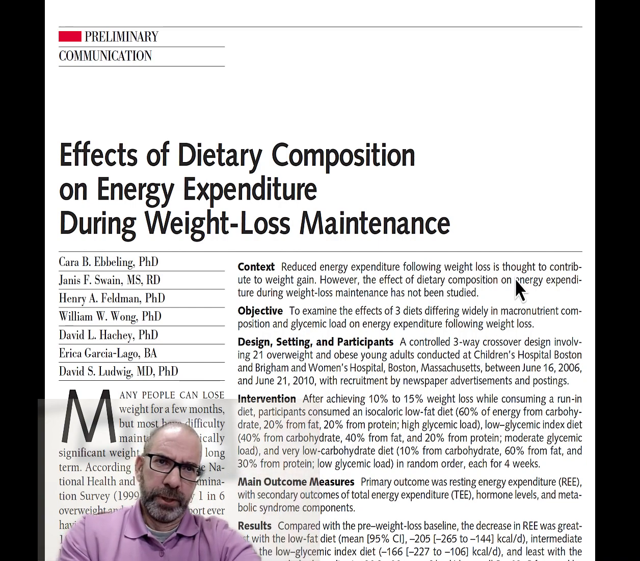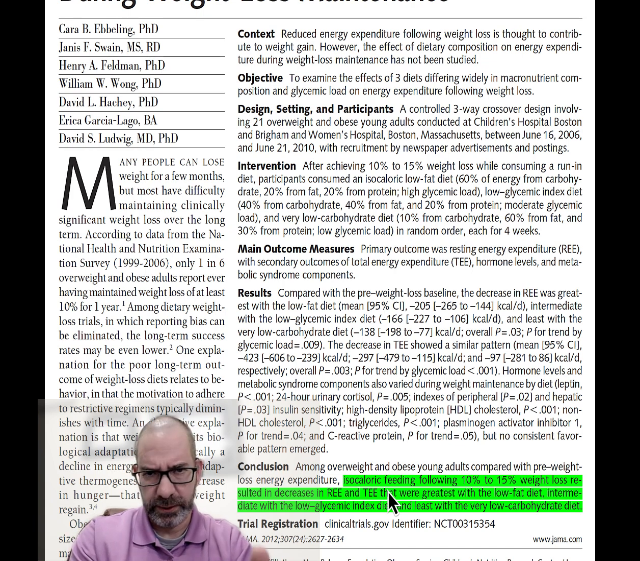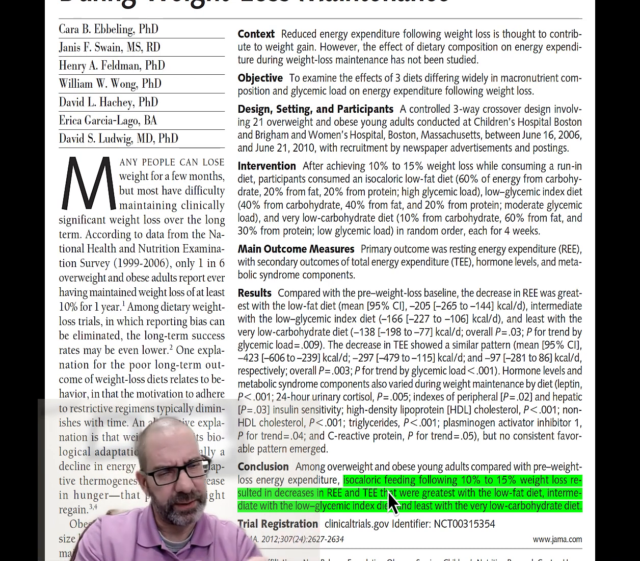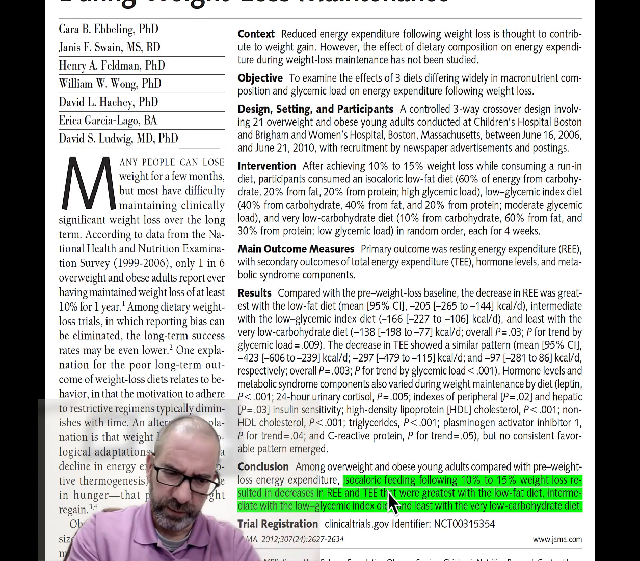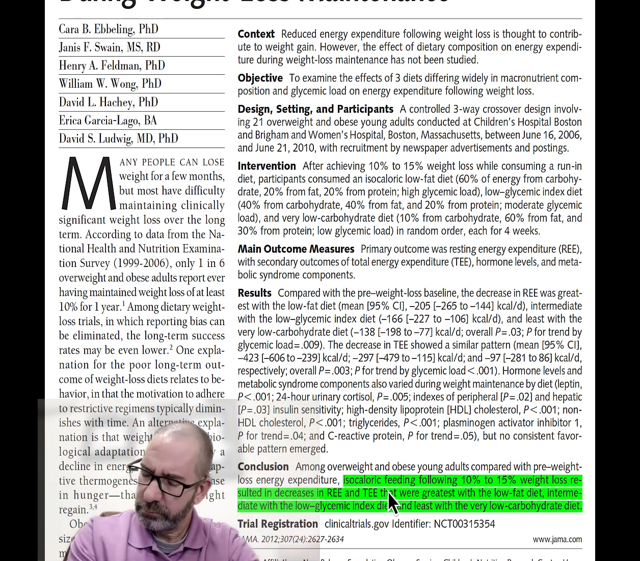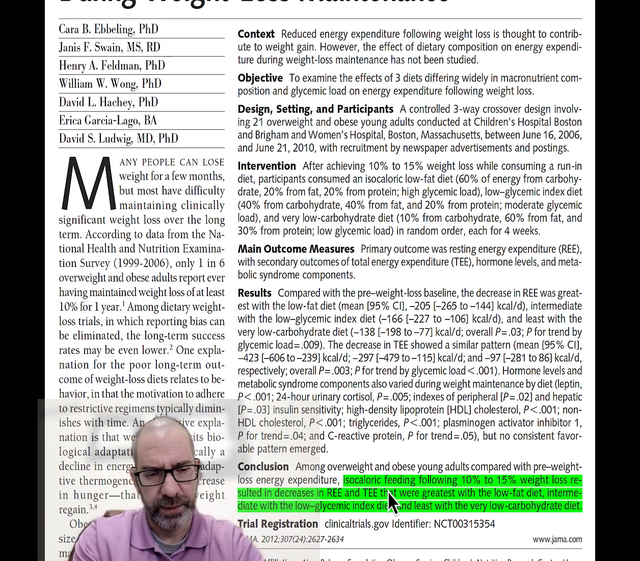And in this study, the conclusion was isocaloric feeding following 10 to 15% weight loss. So what they did was they had a weight loss phase of 12 weeks, followed by weight stabilization, run-in diet, and then followed it up with randomly assigned and a crossover effect. So each person who completed the study was exposed to a low-fat diet, low glycemic index diet, or low glycemic load diet, and very low carbohydrate diet.